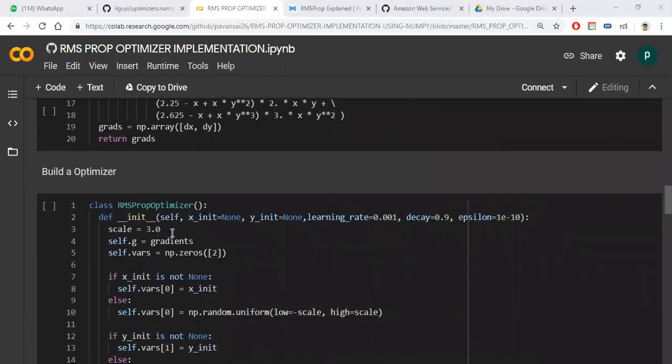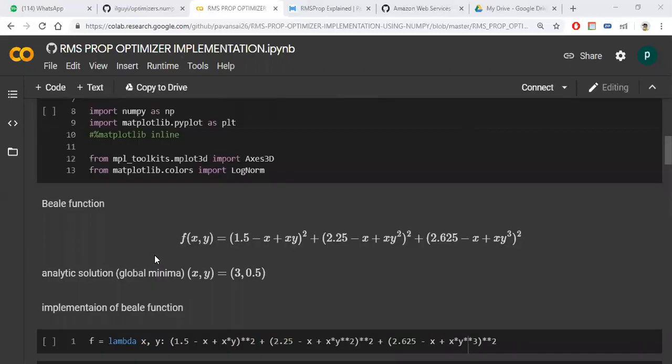So I am taking the class for building this optimizer, and I am initializing. These are the important parameters for implementation of this optimizer: learning rate, decay, epsilon. Decay means eta, learning rate means gamma, epsilon means constant. So I am taking variables. Self dot weights means it is W.